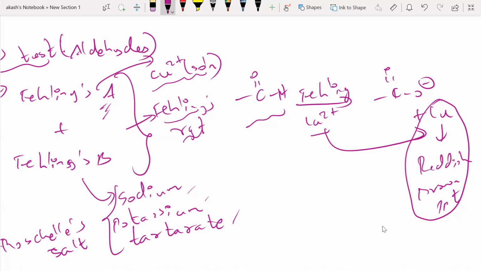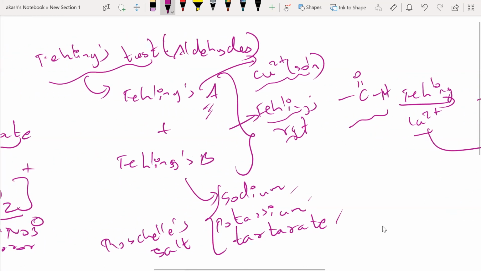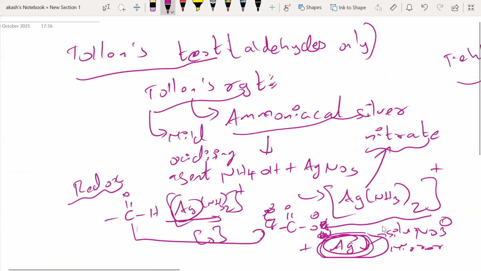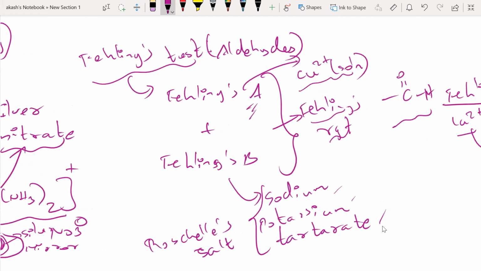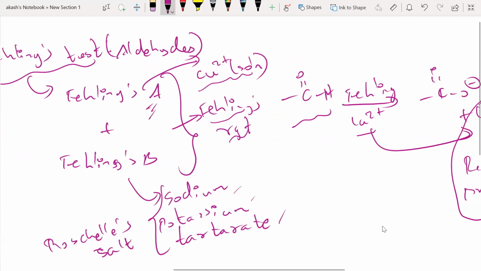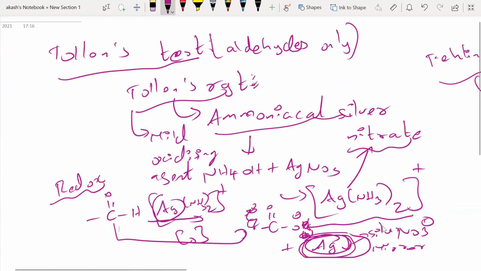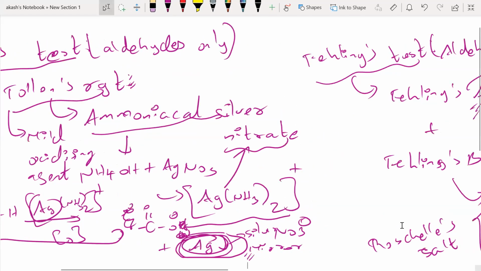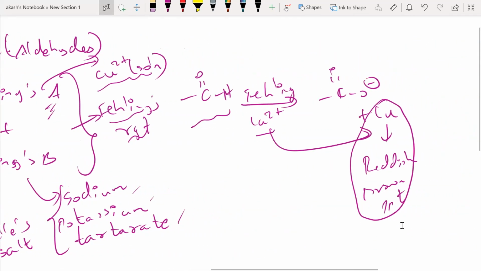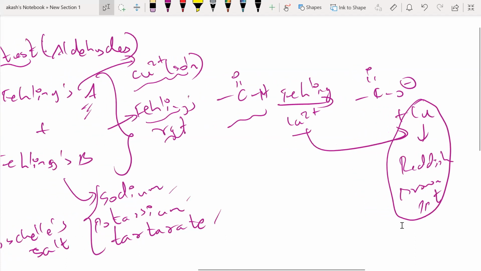So all you have to understand is that Tollens and Fehling's are given only by aldehydes. And you have to know what the reagents used are, and what the test is, how you confirm this. In the case of Tollens, I need to form a silver mirror. And in the case of Fehling's, I need to form a reddish brown precipitate because of copper formation. So all these things you have to know.